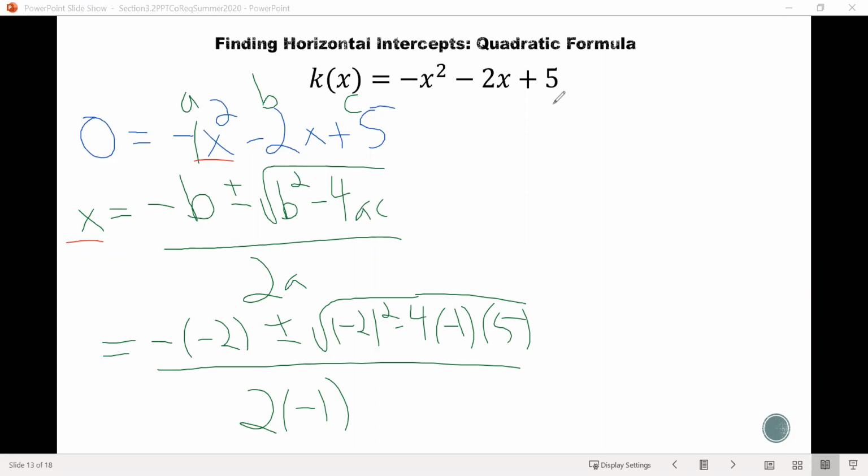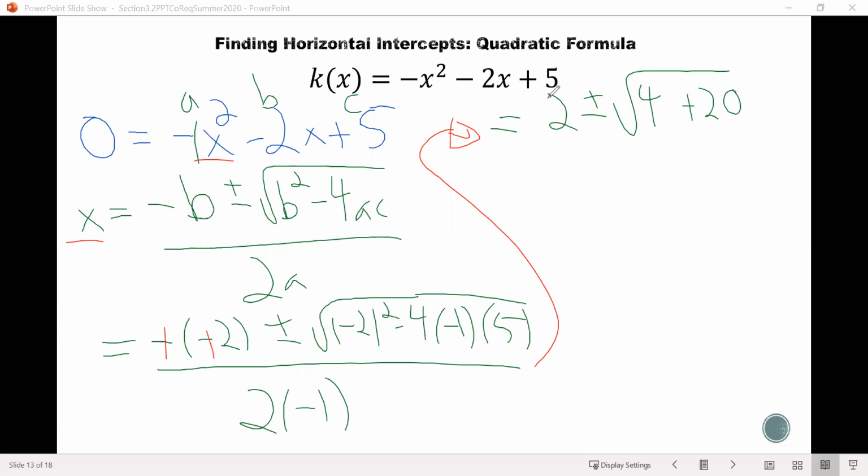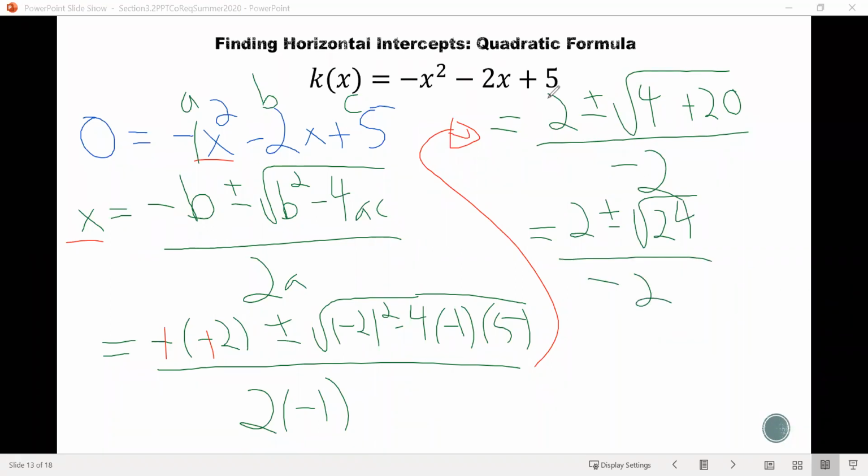We can go through and do some simplifying here. We have negative, negative on the first two, which makes positive. So we'd have 2 plus or minus, under the root, negative 2 squared is positive 4, minus 4 times negative 1 times 5, that would be plus 20, all divided by 2 times negative 1, which is negative 2. And then we can simplify the root there. So we have 2 plus or minus the square root of 24, all over negative 2.